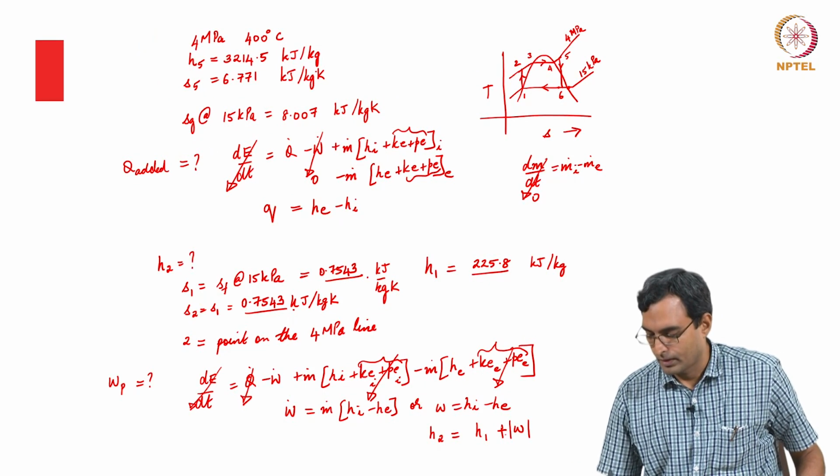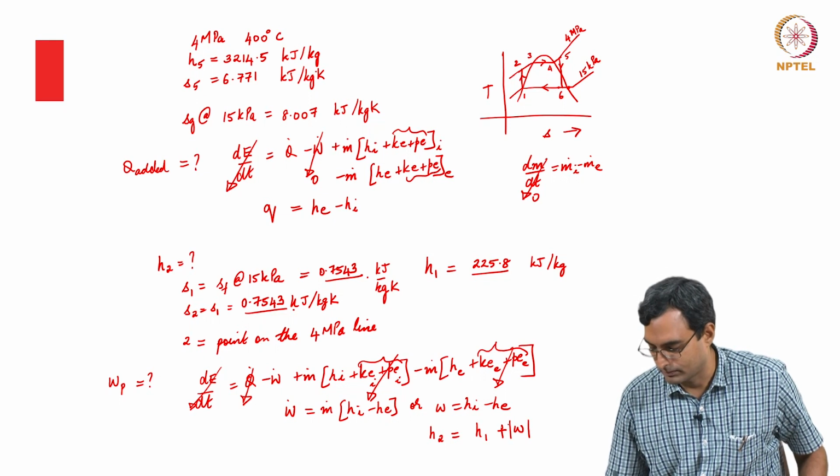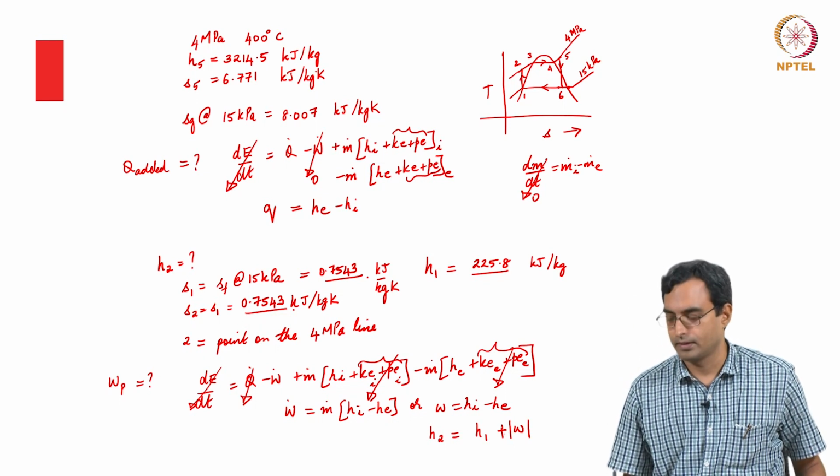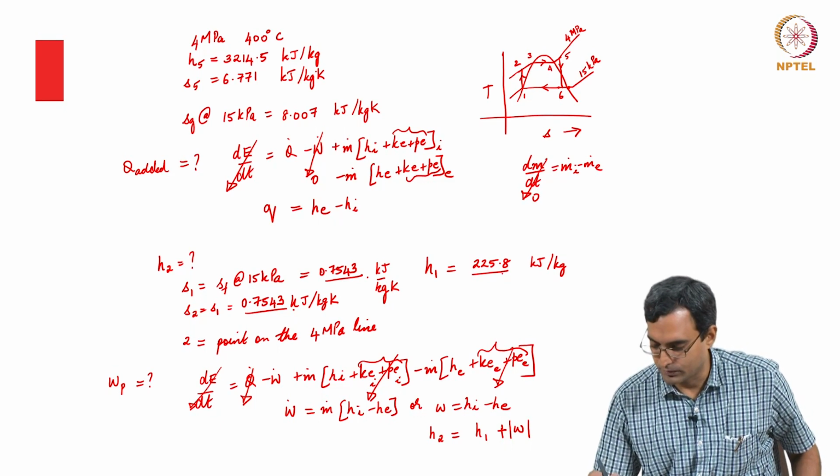So, mod of W is H2 minus H1, which is this. H2 is H1 plus delta H, and H1 is 225.8.